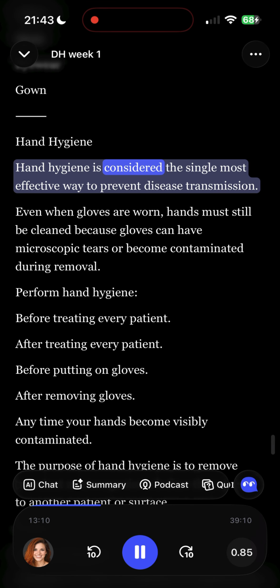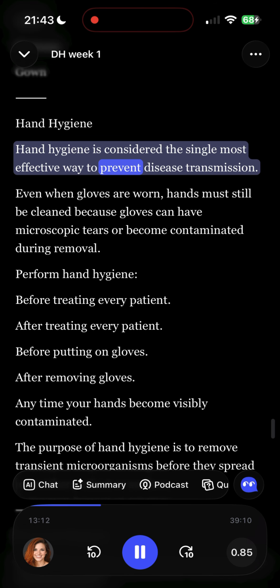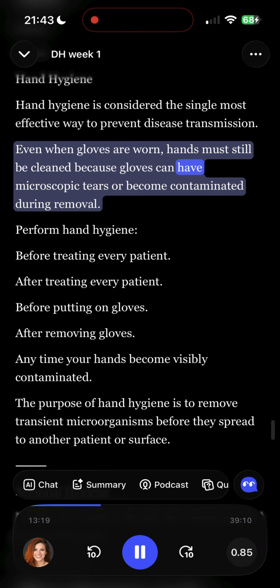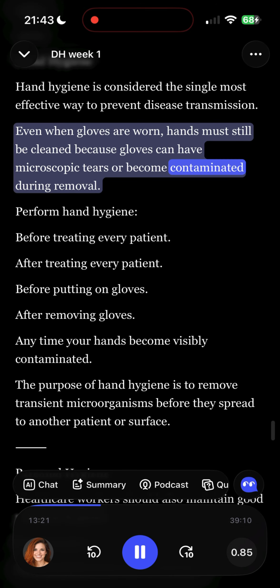Hand hygiene is considered the single most effective way to prevent disease transmission. Even when gloves are worn, hands must still be cleaned because gloves can have microscopic tears or become contaminated during removal.